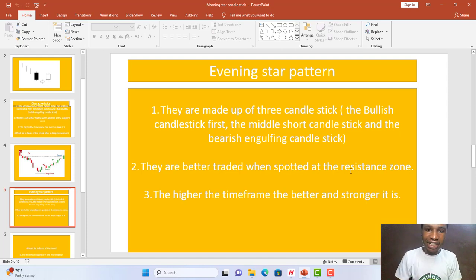This is a killer strategy. I'm telling you the truth. The higher the time frame, the better and stronger it is for the evening star pattern. An evening star pattern spotted in D1 is stronger than the one spotted in M15, and better than the one spotted in M30. This is a killer strategy.